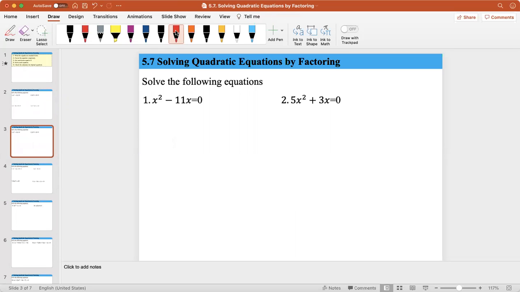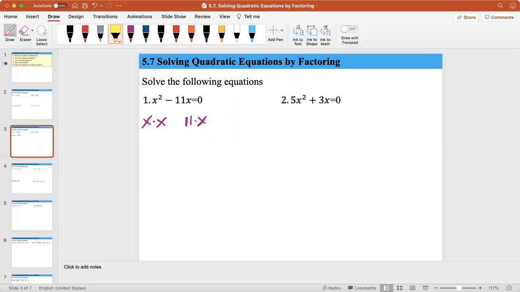In that case, we have to factor x squared minus 11x first. So we begin by factoring x squared. What are the factors of x squared? We have x times x, and 11x, our second term in that equation. The factors are 11 and x. 11 is not factorable because it's a prime number.